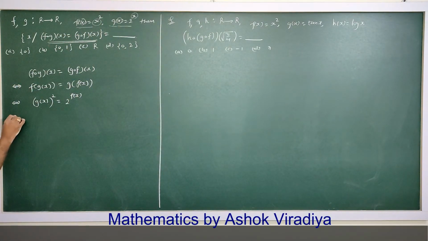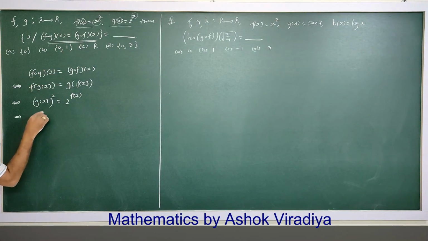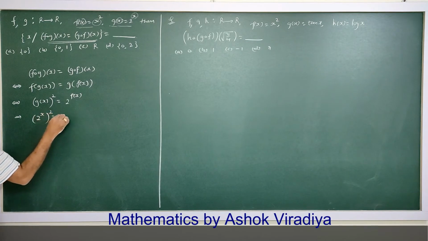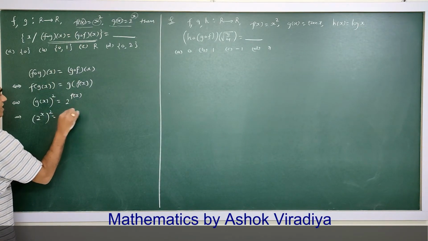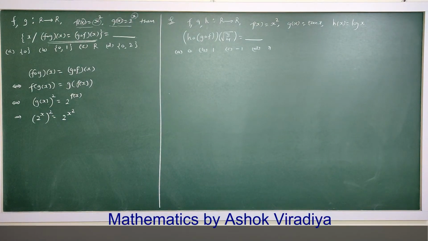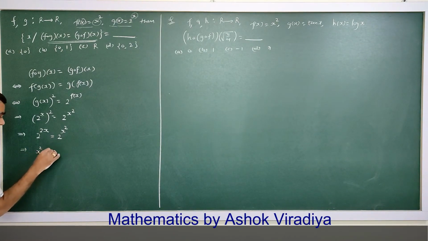Now the value of g(x) is 2 raised to x and f(x) is x square. So that is 2 raised to 2x. Here inner and outer power will be multiplied. 2 raised to x square. Now comparing indices, x square is 2x.